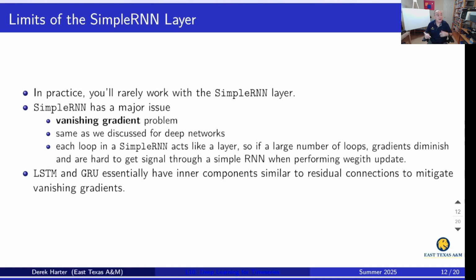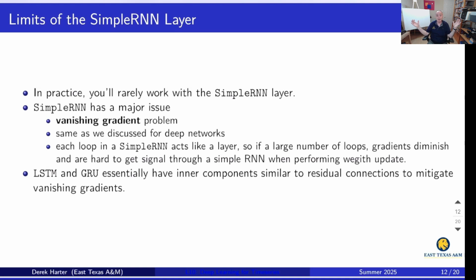Okay, so in practice, for a real problem, you probably shouldn't use just the simple RNN layer. There is a simple RNN layer in Keras, so we'll look at it a bit here, but the simple RNN has a major issue. It's that vanishing gradient issue that we talked about.